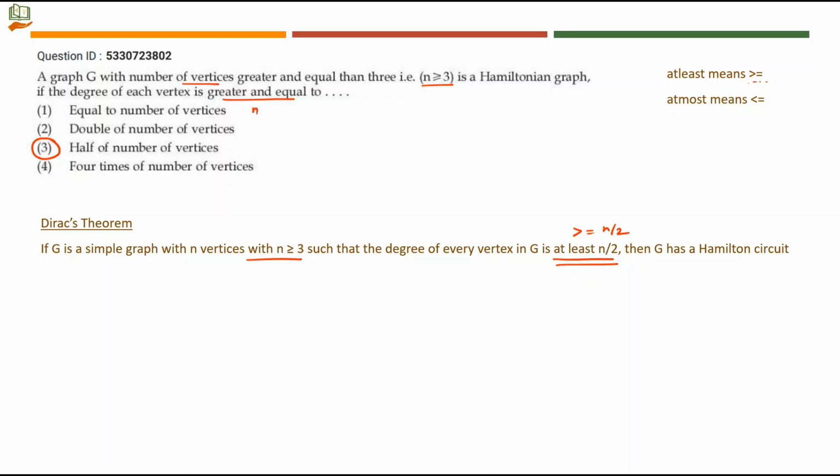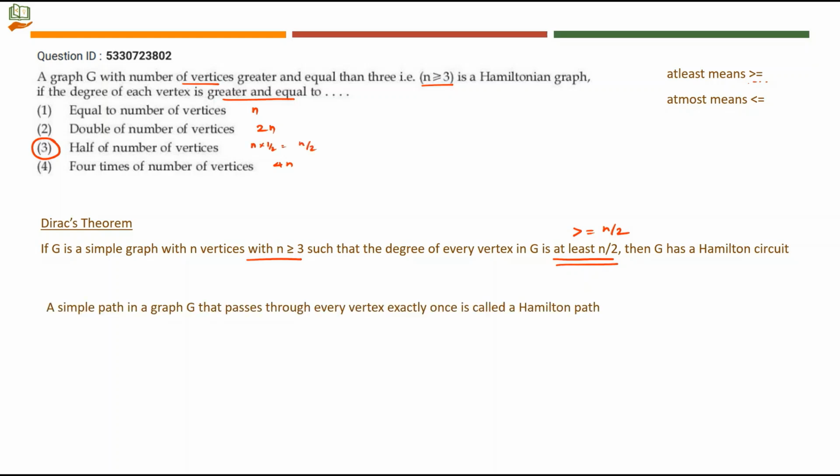Equal to means it is just n. Double the number of vertices means 2 into n. 4 times the number of vertices is 4 into n. Half the number of vertices is what we can say n into 1 by 2, which is equal to n by 2. A simple path in a graph that passes through every vertex exactly once is called a Hamiltonian path. A simple circuit in a graph that passes through every vertex exactly once is a Hamiltonian circuit.